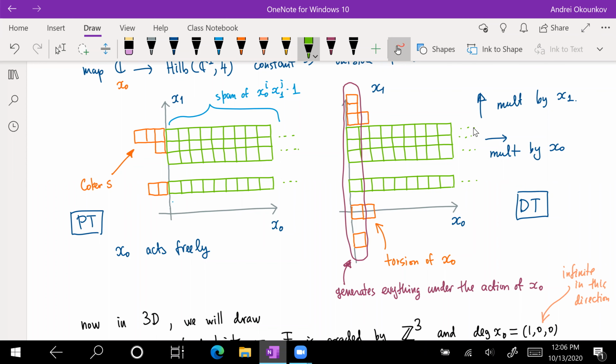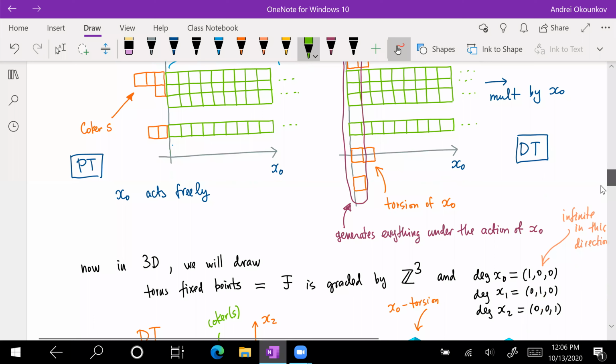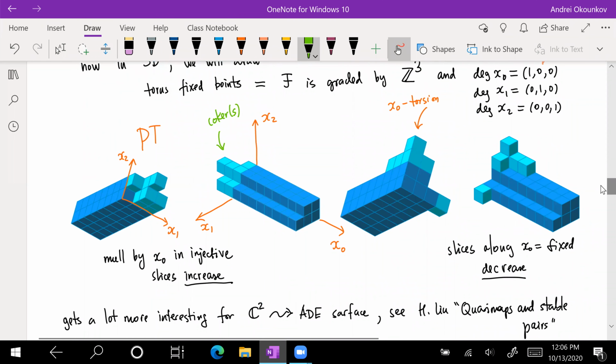And the same happens. Could you now show the three-dimensional picture? What about the dots in this picture? This again goes infinitely in this direction. So this is infinite in this direction. Okay, thank you. Sure.